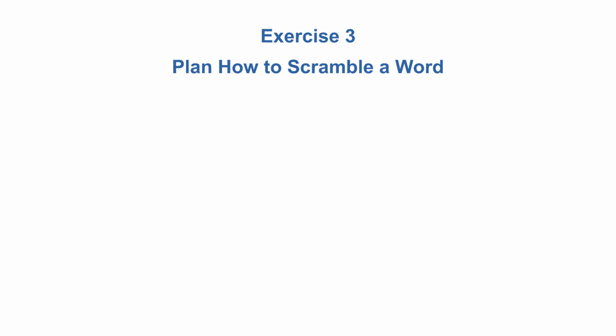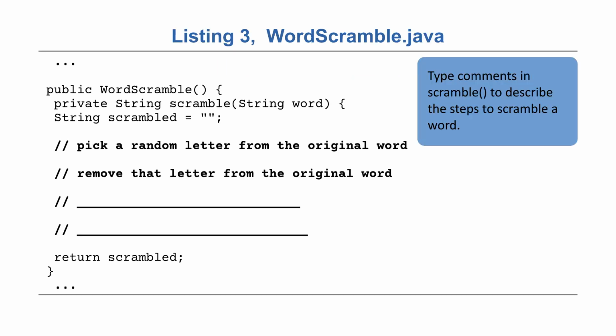Exercise 3. Plan how to scramble a word. Type comments in Scramble to describe the steps to scramble a word. Hint: to type comments into code, start the line with 2 forward slashes. Anything you type after the double slash on that line is a comment. Hint: the next 2 steps are add that letter to a new word and repeat these steps until all the letters have been removed from the original word. Run it. What happened? It still should have printed just the blank line, but it was worth running your program just to make sure your changes didn't cause any new coding errors.